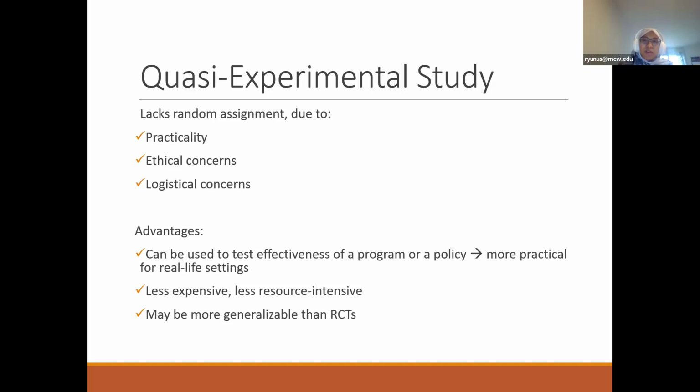However, in a quasi-experimental study, you as a researcher determine who will be in the intervention group and who will be in the control group. Okay, why does this happen, and in what circumstances do you do this? Sometimes it is not always possible to perform random assignment, and it can be due to factors such as practicality. What is practical or what is not practical, right? It can be due to ethical concern, and it can be due to logistical concern as well.